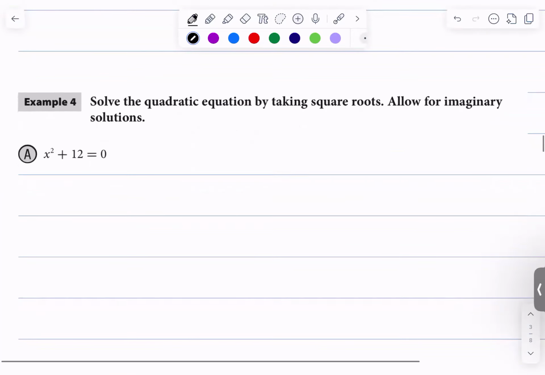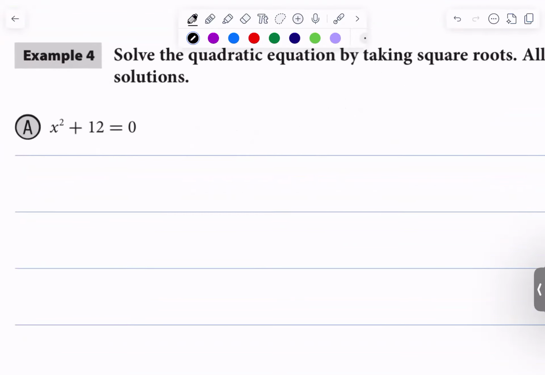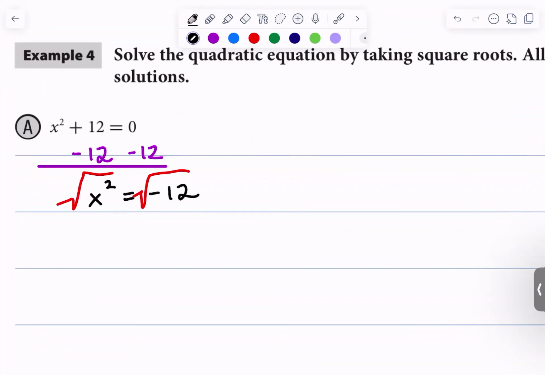Solve the quadratic equation by taking the square root. Allow for imaginary solutions. Okay. So this one's pretty simple. We're going to isolate x squared first by subtracting 12 on both sides. So we're left with x squared equals negative 12. And then we take the square root on both sides, leaving us with x equals, since we took the square root, we need the plus or the minus, square root of negative 12.